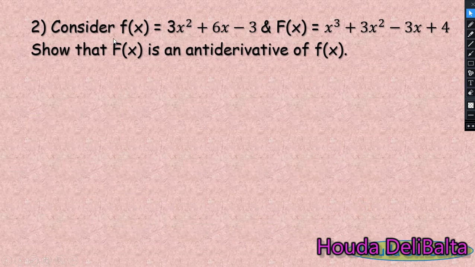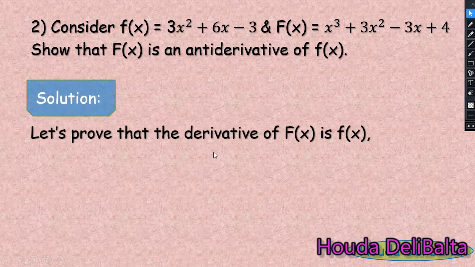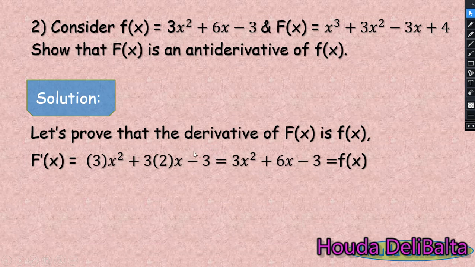Another example. Consider f of x equals 3x squared plus 6x minus 3, and capital F of x is this. I have again to show that capital F of x is an antiderivative of small f of x. Again, I have to show that small f of x is the derivative of capital F of x. Now, let's make some calculations.